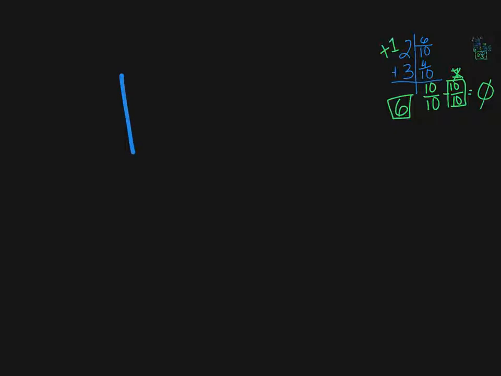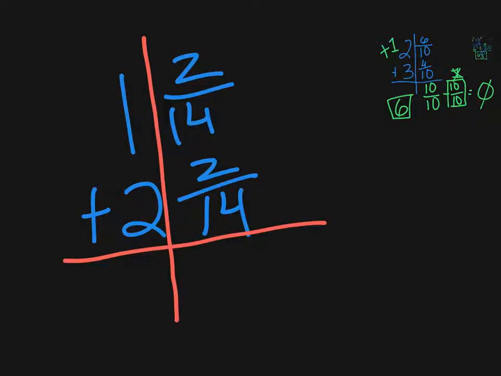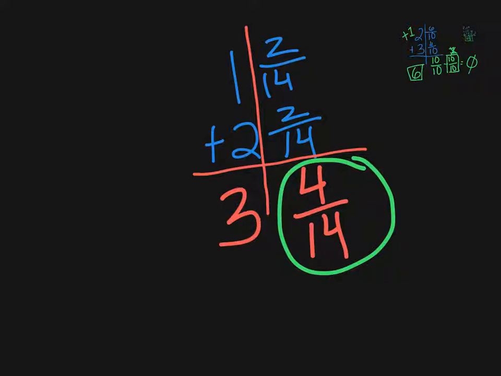Let's do 1 and 2/14 plus 2 and 2/14. Yeah, let's try that. That might give us what we're looking for. So add our fractions. 2 plus 2 is 4, so we have 4/14 here. And 1 plus 2 is 3. Notice that the fraction is not improper, so we don't have to regroup a whole number over to this side. But what we do have is a 4, not a 1, so we need to reduce this 4/14, right?